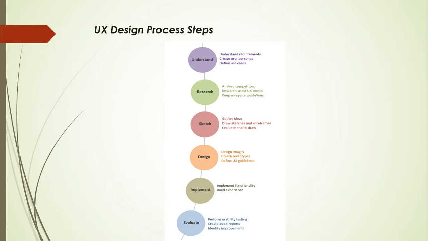Next one is research. In this step we need to analyze the competitors in the market, similar products, who the competitors are. Based on pie charts, bar charts and line charts, we need to compare how they are doing comparatively. So research the latest UX trends and keep an eye on guidelines. What are the UI guidelines? Those things we need to see.